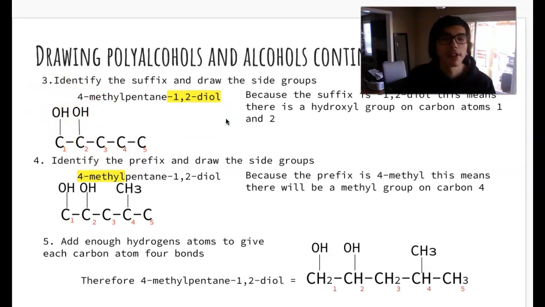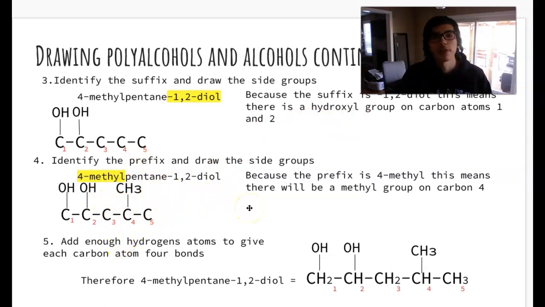The fourth step is you want to identify your prefix and then draw the side groups. So once again, look at the compound name that was given, and you find your parent alkyne, pentyne again, and look to the left of that, and that will give you your prefix. Since the prefix is 4-methyl, this means there's going to be a methyl group on carbon atom 4, which is right here, which we didn't draw.